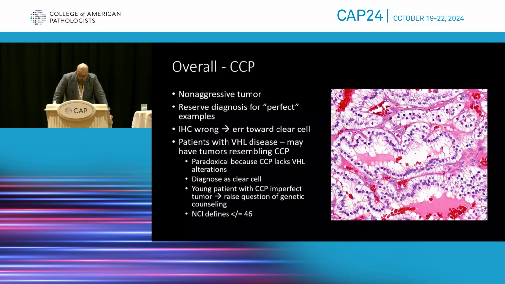So, what did I learn from this case? It's debatable whether you need to always do immunohistochemistry to make a diagnosis of clear cell papillary tumor, but this one looked so closely like a clear cell papillary tumor, I think it shook my confidence in making the diagnosis completely on morphology alone. And so I probably would continue to do immunohistochemistry in most of these.